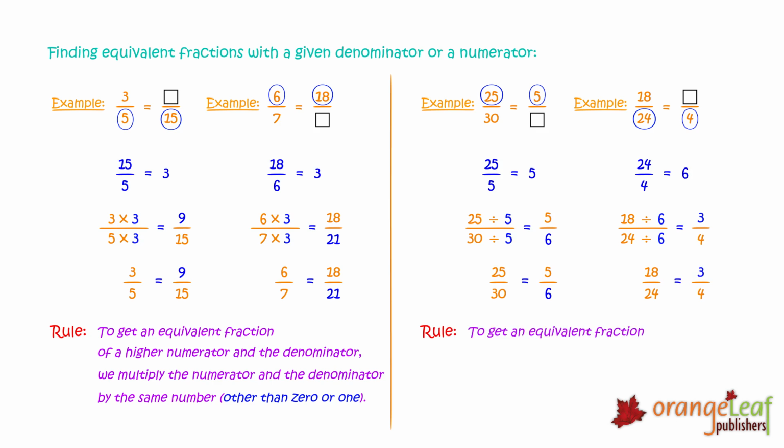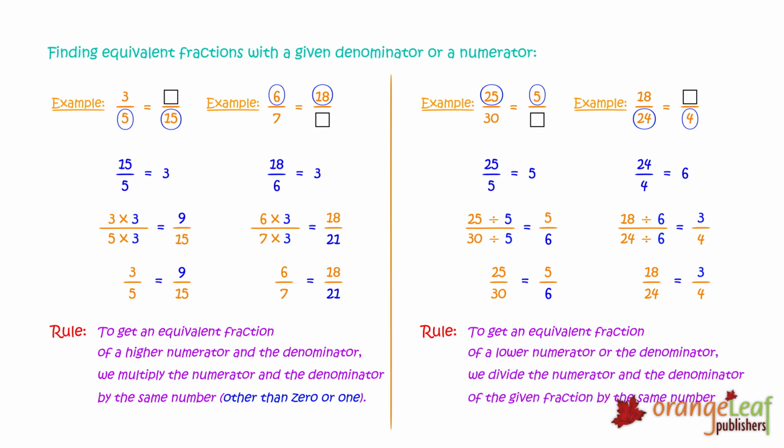Rule. To get an equivalent fraction of a lower numerator or denominator, we divide the numerator and the denominator of the given fraction by the same number other than 0 or 1.